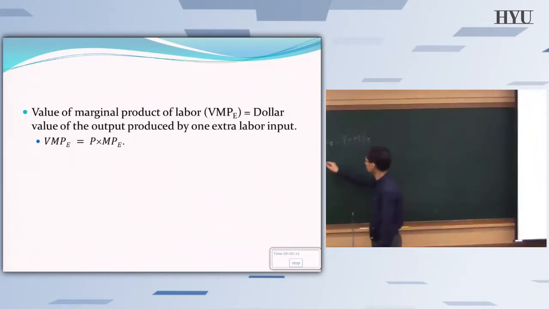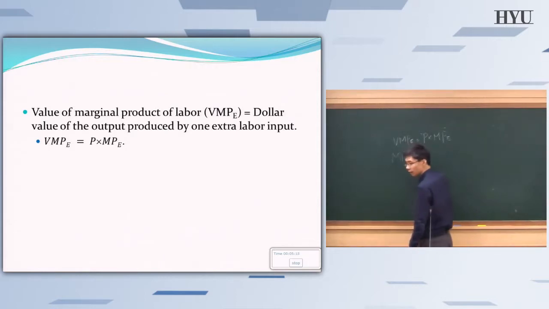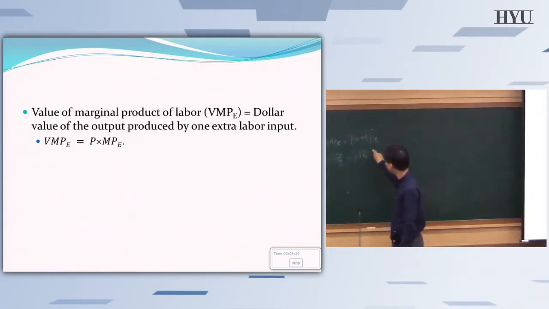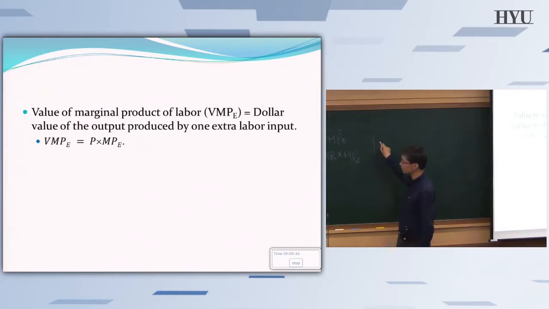Later you will see a concept called marginal revenue product of labor, MRPE, which is equal to MR times MPE. So these are two different concepts. This one is the marginal revenue, so it is how much revenue this marginal product of labor brings. That's the marginal revenue product of labor.